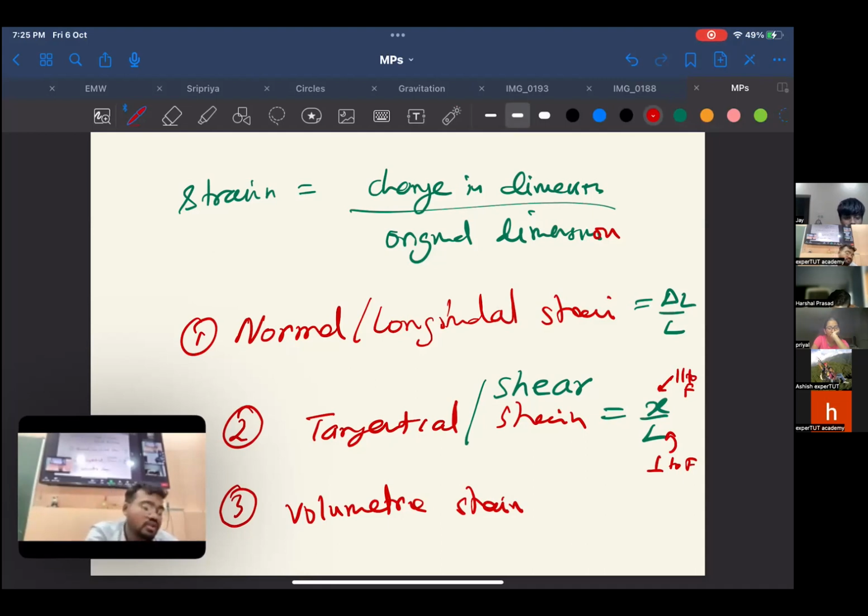Volume strain होता है. You're trying to change the volume, right? So it is delta V by V. There is change in volume by the original volume. ठीक. सबको ये समझ में आ गया?